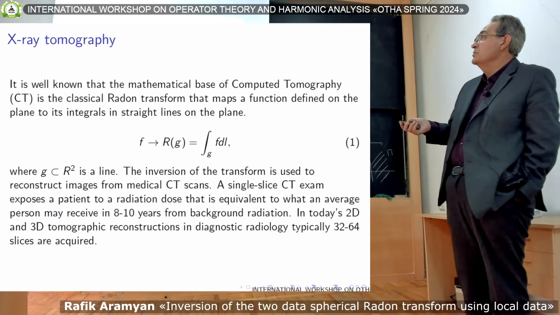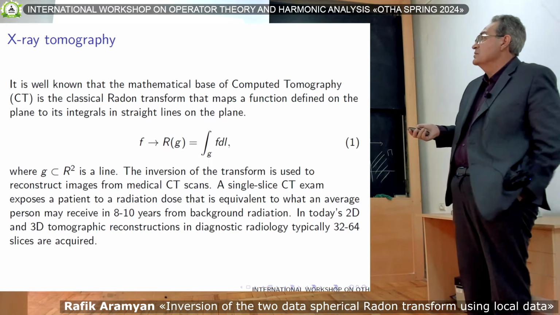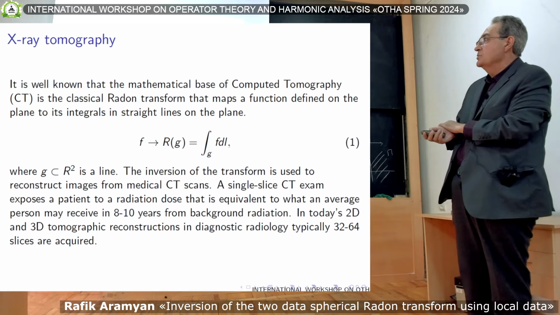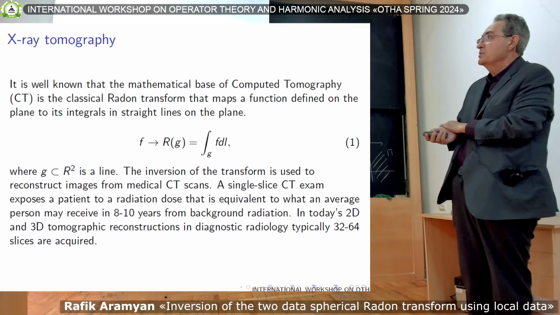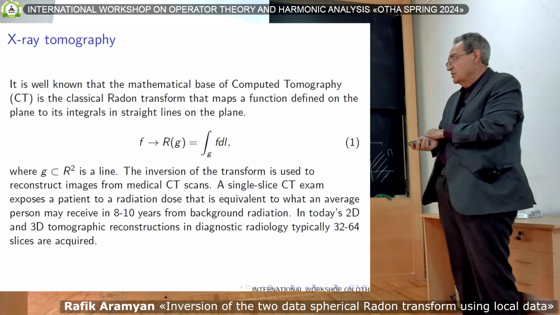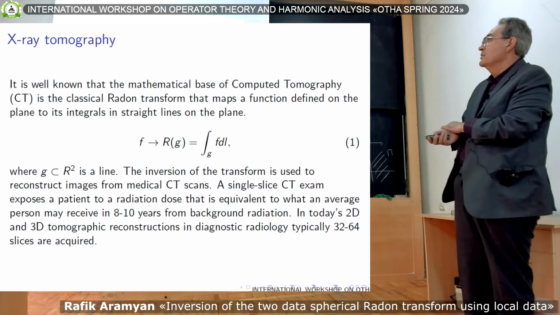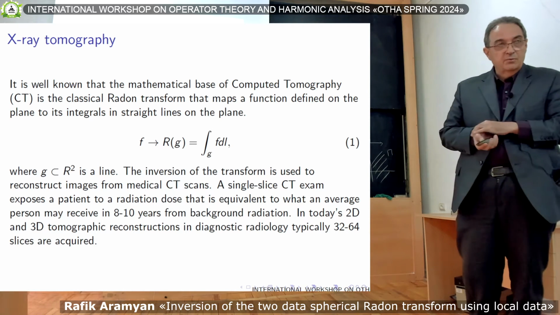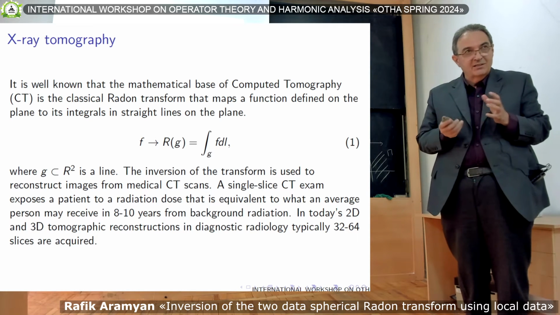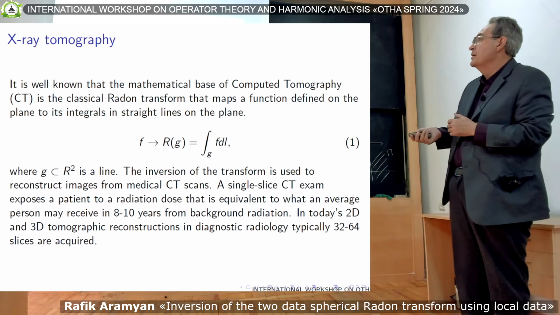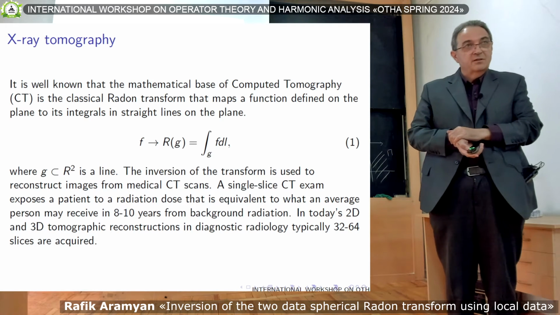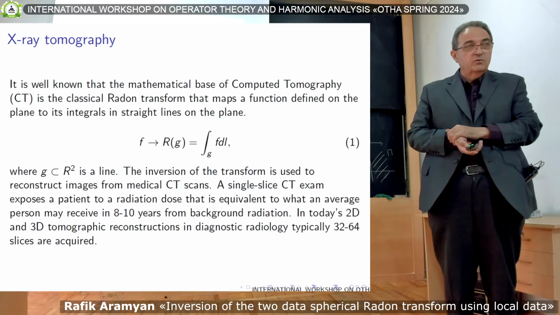It turns out that during a single slice CT exam, a patient receives a radiation dose that is equivalent to what an average person might receive in 10 years from background radiation. In today's 3D and 2D tomographic reconstruction, approximately 60 slices are needed. So now researchers using various types of, say, physical signals have developed new methods for tomography.